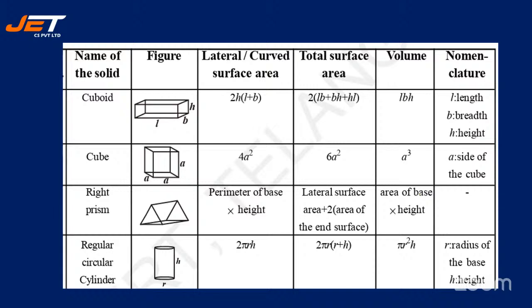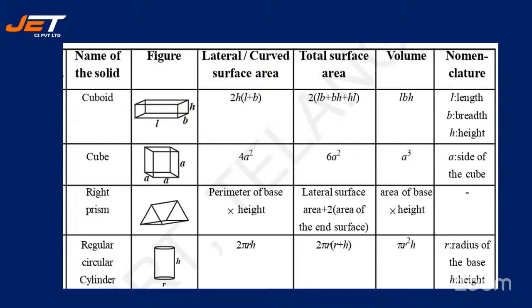You can see the prism over here. The curved surface area or the lateral surface area of the prism is perimeter of base into height. What is the total surface area? It is lateral surface area plus twice the area of the end surface. What is the lateral surface area of the prism? Just now we found out that it is perimeter of the base into height. What is the volume? Area of base into height.